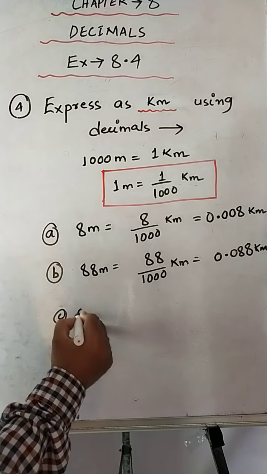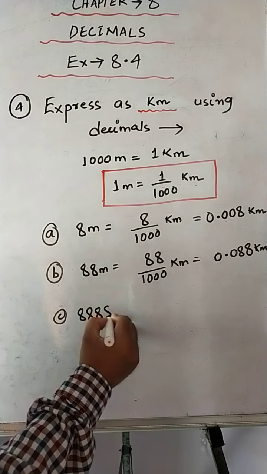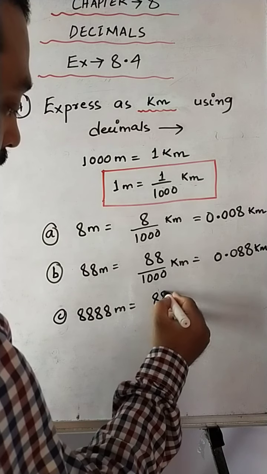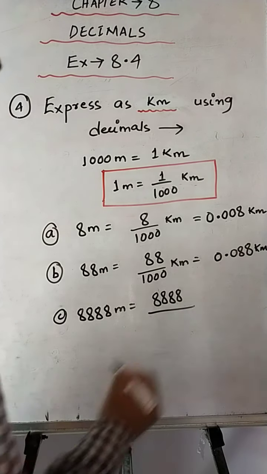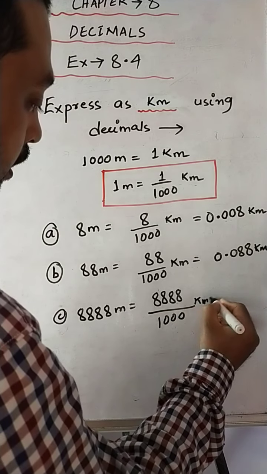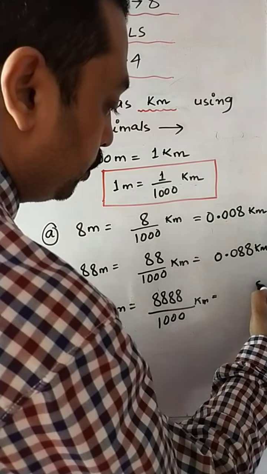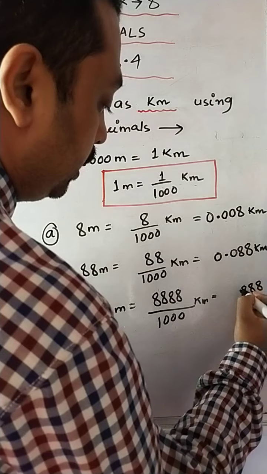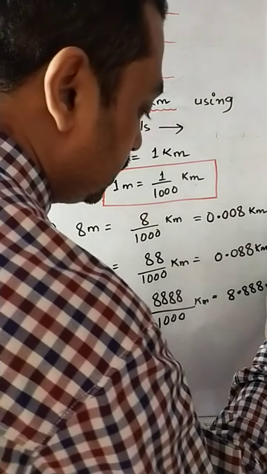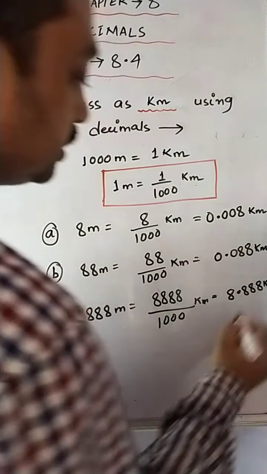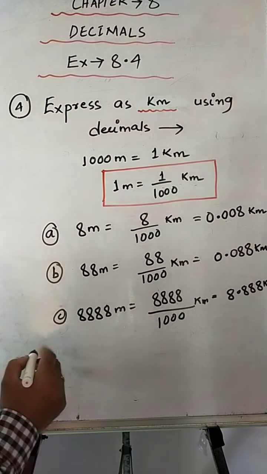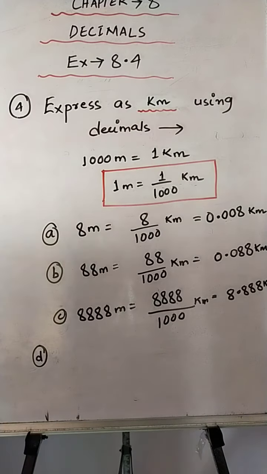Number C, 8888 meter. So you have to divide this 8888 by 1000. After 3 digits you have to put a point. 1, 2, 3. Now put the point. In the whole number form there is already 8, so this is kilometer, students. 8.888 kilometer.